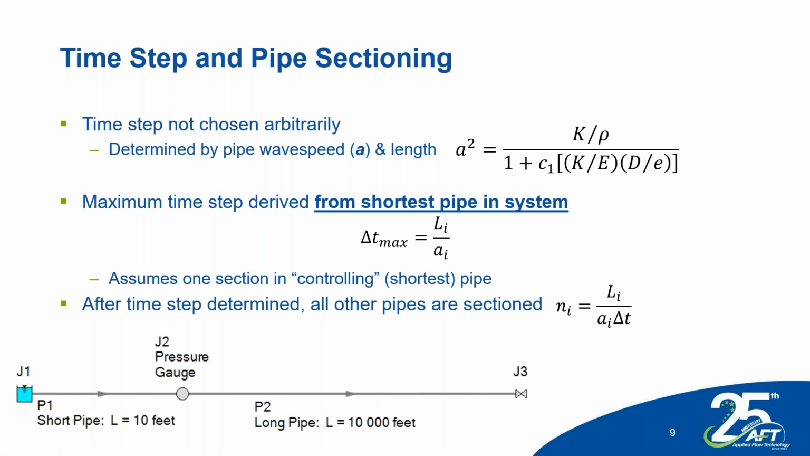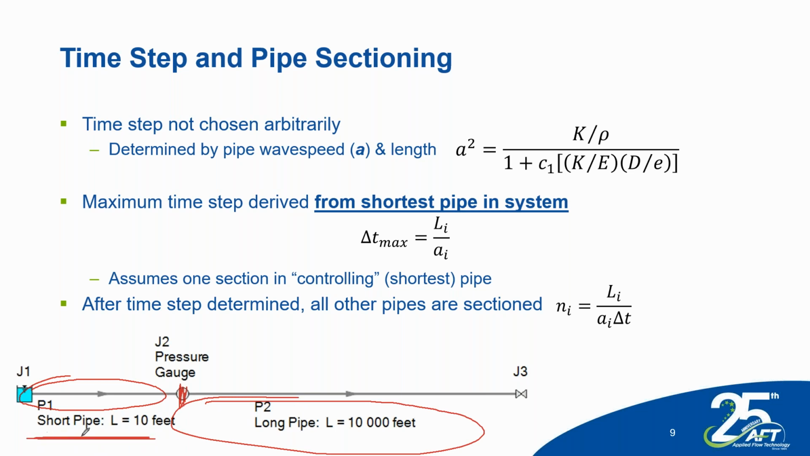be. As an example, if we have a long pipeline here where from a reservoir, I have a 10-foot long pipe where I've modeled a pressure gauge, and then downstream of that, I have a 10,000-foot long pipe. Well, based upon this system, the shortest pipe is going to be 10 feet long. When we assume one section in that controlling 10-foot long pipe, we're going to have 1,000 sections in the longer pipe.